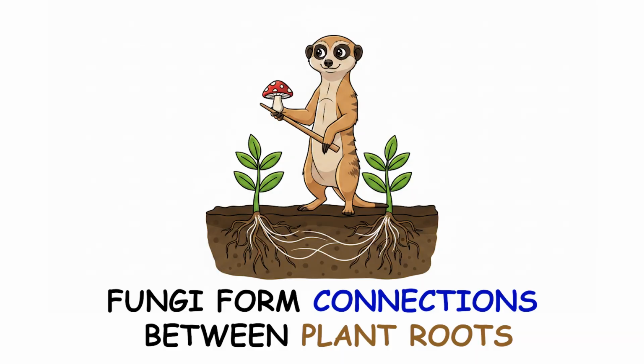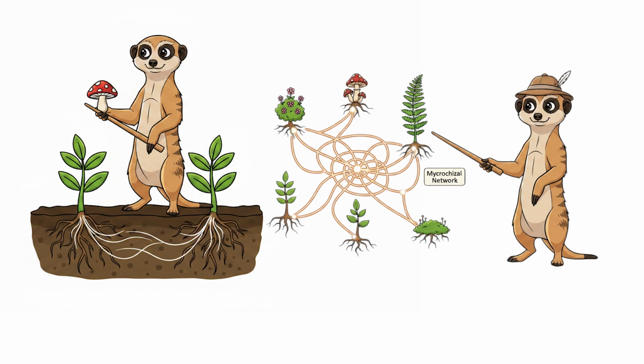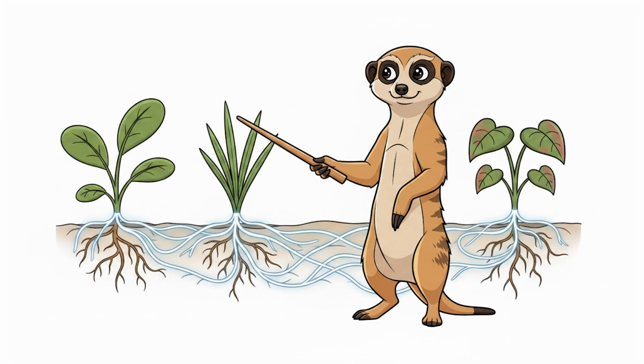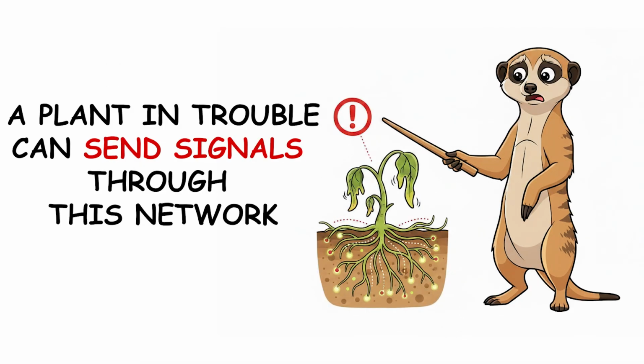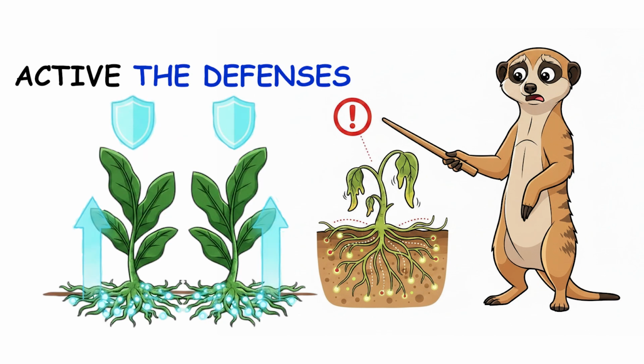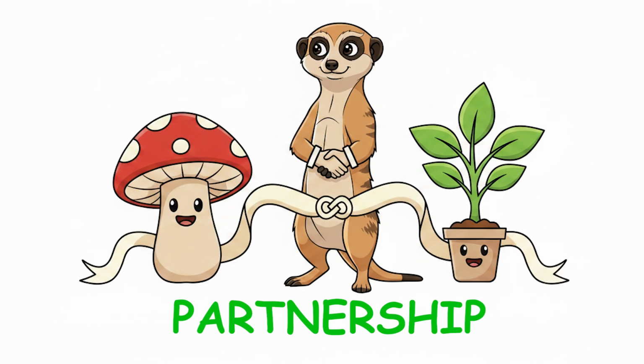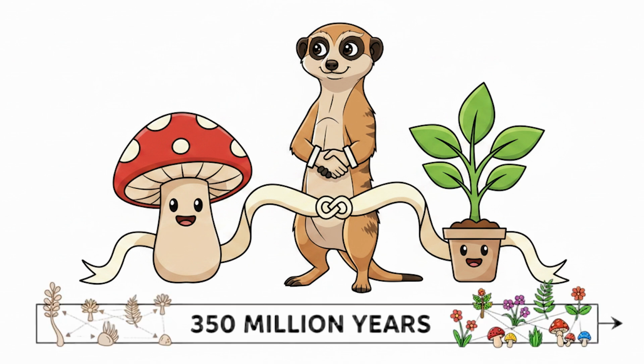Mycorrhizal networks. Fungi form connections between plant roots, creating a vast underground network often called the Wood Wide Web. These fungal threads link different plants together and allow them to share nutrients and chemical messages. A plant in trouble can send signals through this network, and neighboring plants may respond by strengthening their defenses. This system comes from a long-standing partnership between fungi and plants that has existed for millions of years.